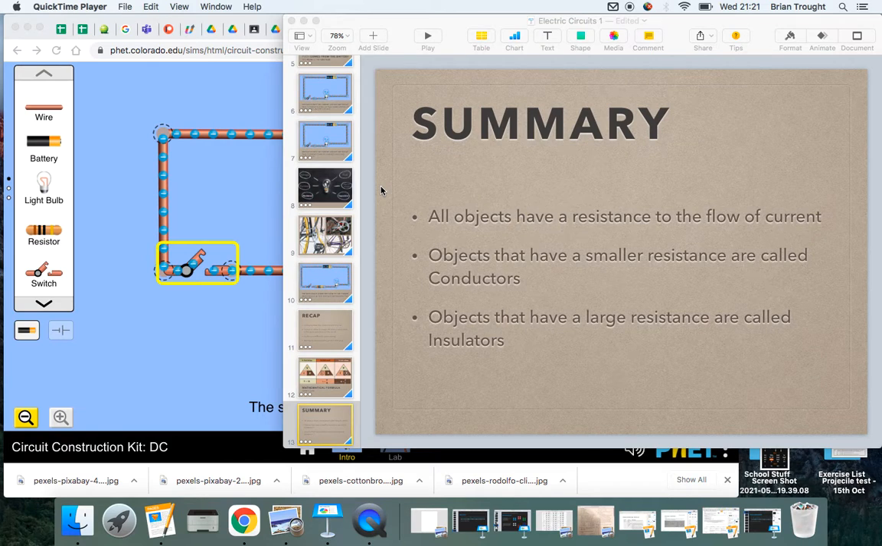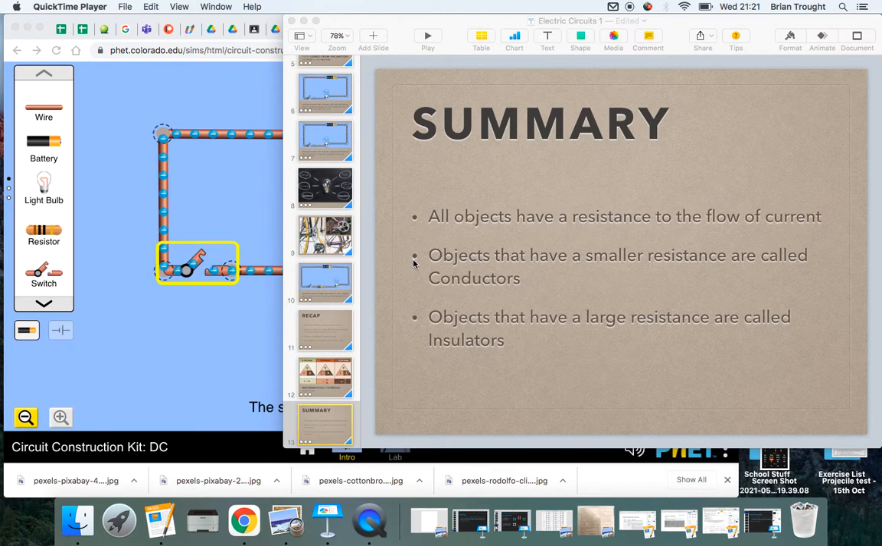This is a video on conductors and insulators. A summary of the video is on the screen there. First of all, objects have a resistance to the flow of current. So whether they are liquid, solid or gas, whether they're metals, they all have a resistance. If they have a small resistance to the flow of an electric current, we refer to them as conductors. And if they have a large resistance, we refer to them as insulators.